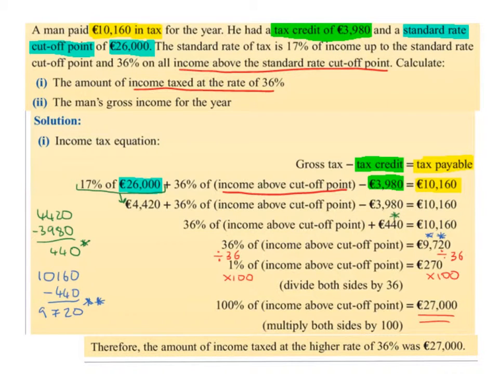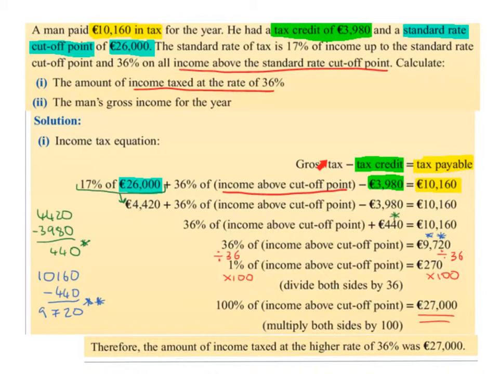So let's start with the gross tax. So he pays 17% of the income up to the standard rate cutoff point. And the standard rate cutoff point is 26,000. So he pays 17% of 26,000. And that works out to be €4,420.